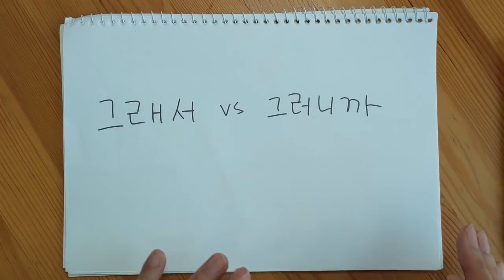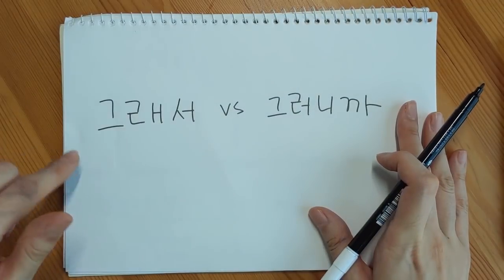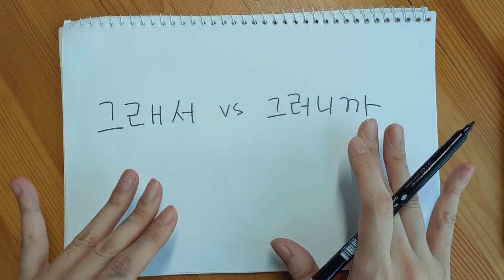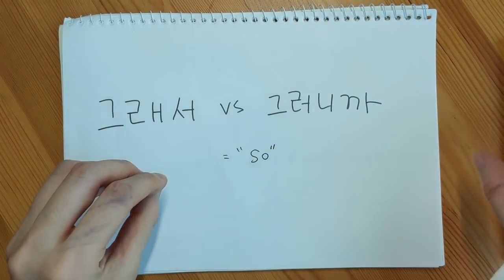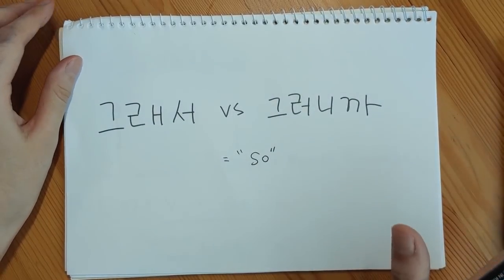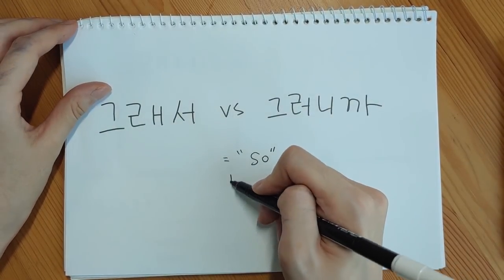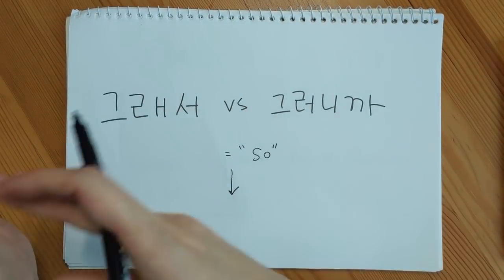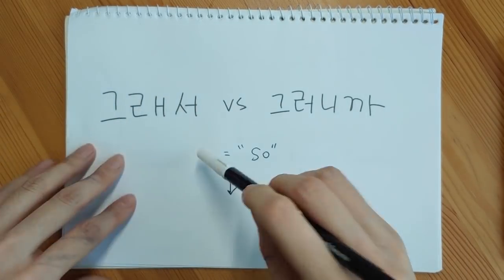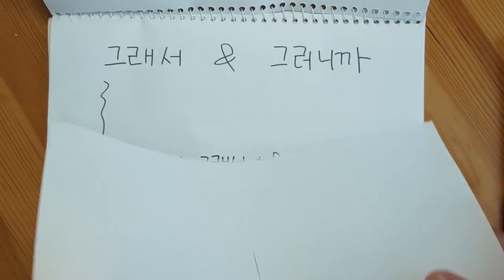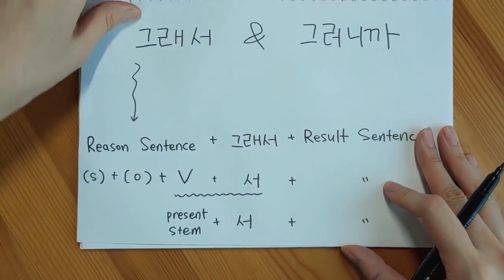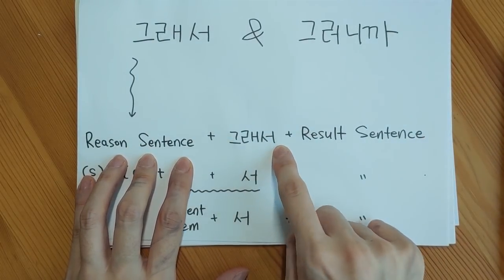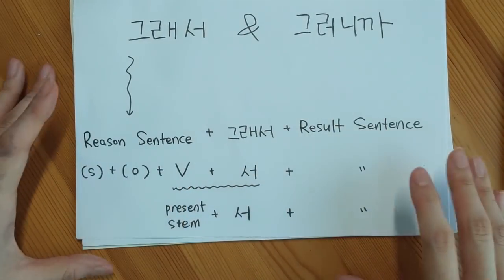So today we are going to learn the difference between 그래서 and 그러니까. They're both sentence connectors that mean so, I did this, so I did that. And they both can be changed into a conjunction, remember? By getting attached to the verb in the previous sentence. And we already learned how to do that with 그래서, right? With 그래서, the reason sentence comes first, and then 그래서, so, the result sentence comes next, right?